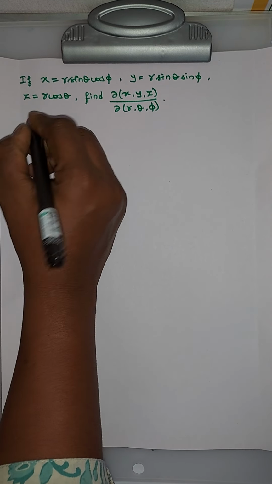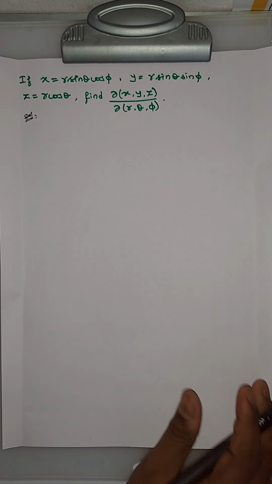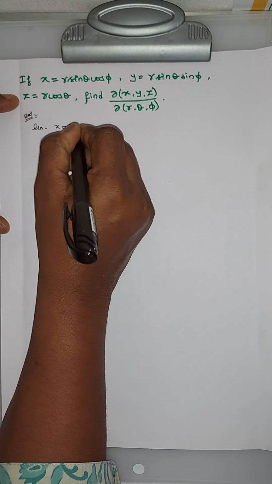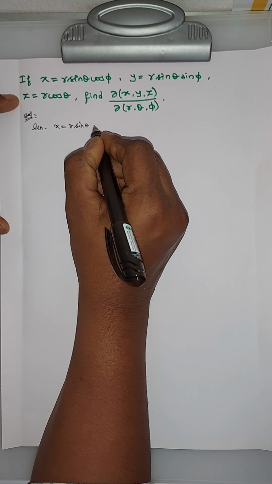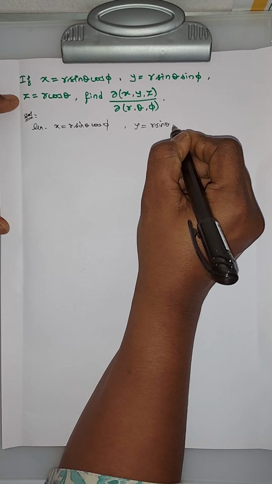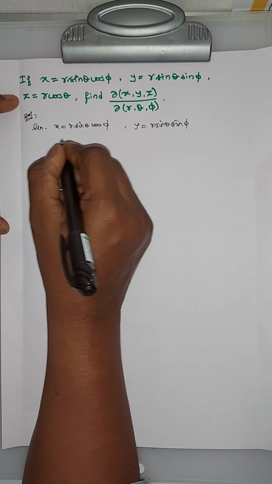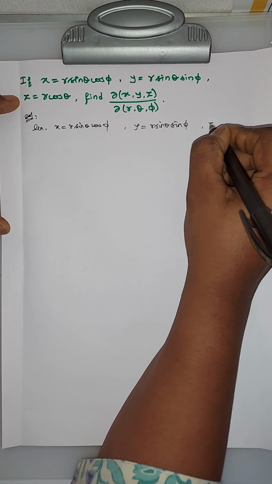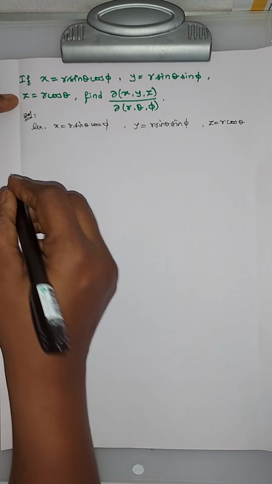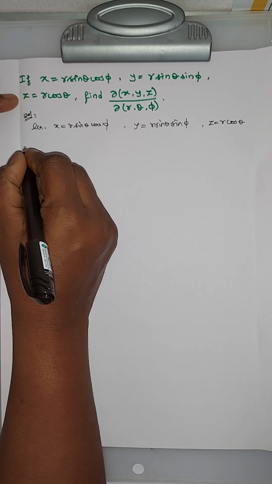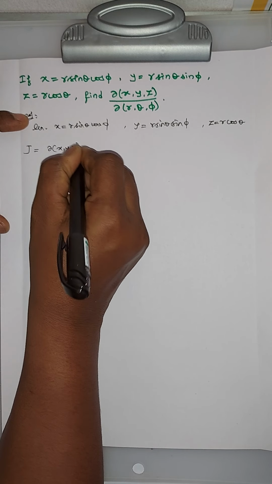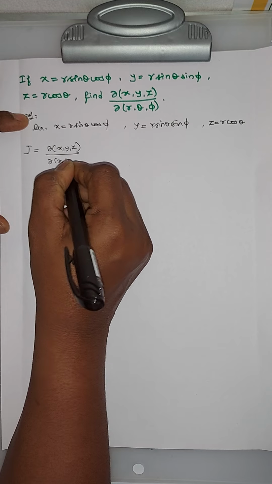Right. So the solution, let us write all the given informations. It is given that x is equal to r sine theta cos phi, y is equal to r sine theta sin phi, and z is equal to r cos theta. And the question is to find Jacobian of x comma y comma z with respect to r comma theta comma phi.